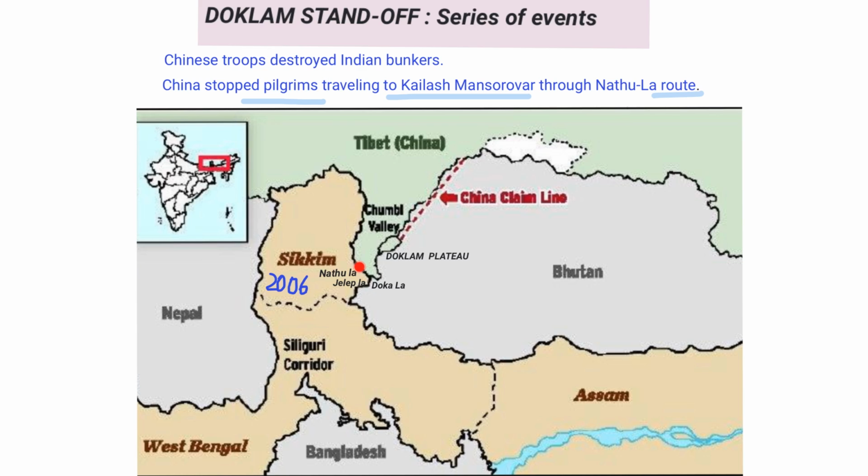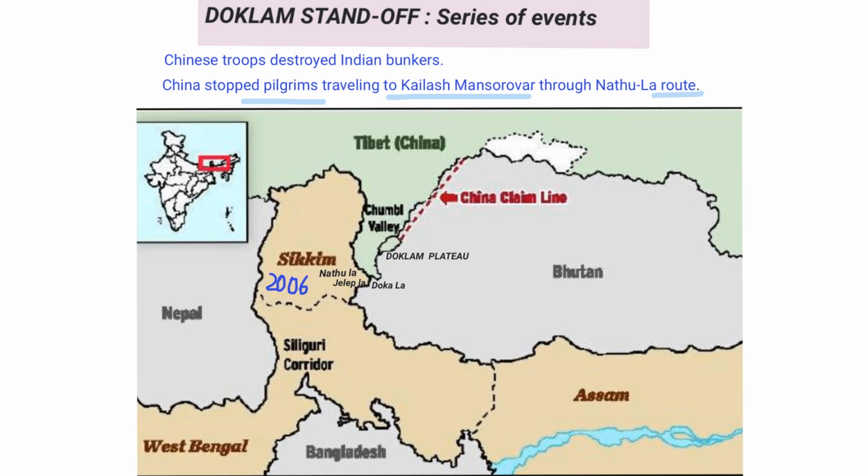And we can see in the map there is another pass, Jelepla, which also lies in Sikkim and opens into China. Now in the current standoff, China has closed the Nathula border post between India and China, and thus it has tried to send a strong message to India. Then there was a war of words between the two nations. China said that India should not forget its defeat at the hands of China in 1962, and in response India said that we are not the same as we were in 1962. China said that we are also not the same.